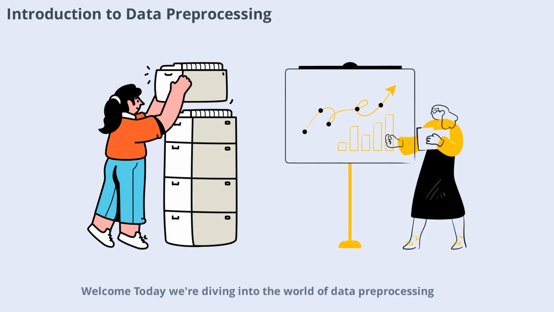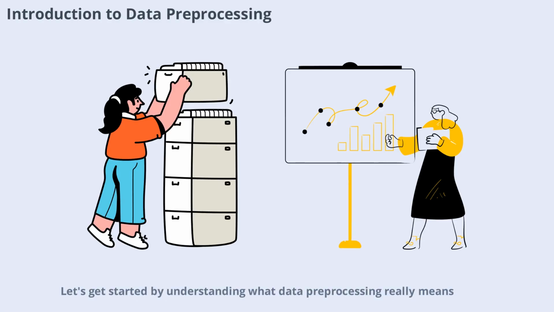Today we're diving into the world of data preprocessing, a crucial step in any data analysis or machine learning project. Before we can extract insights or build predictive models, we need to ensure our data is clean, consistent, and ready for analysis. Data preprocessing is the process that transforms raw data into a usable format, addressing issues like missing values, inconsistencies, and noise. Without this step, even the most advanced algorithms can produce misleading results. In this video, we'll explore why preprocessing is so important and how it sets the foundation for successful data-driven decisions.